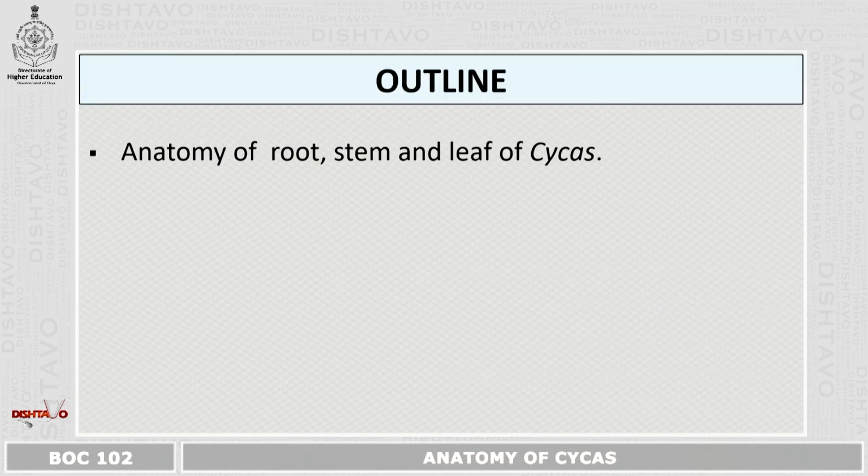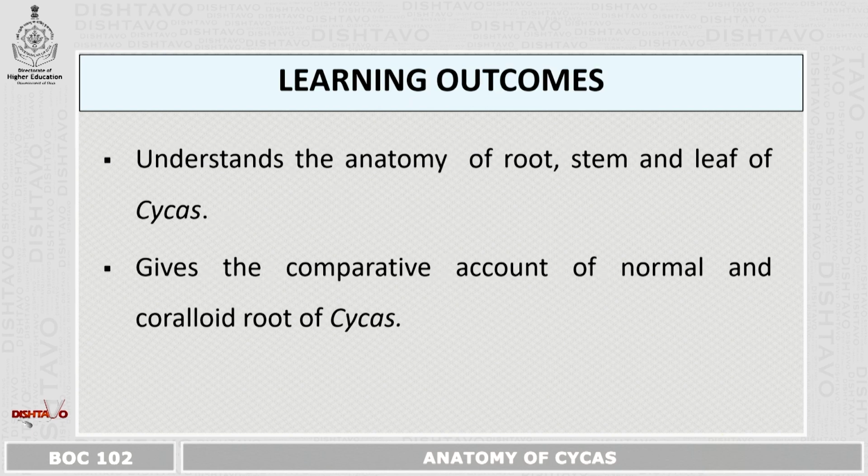The outline includes anatomy of root, stem, and leaf of cycas. On completion of this module, students will understand the anatomy of root, stem, and leaf of cycas and will be able to give the comparative account of normal and coralloid root of cycas.